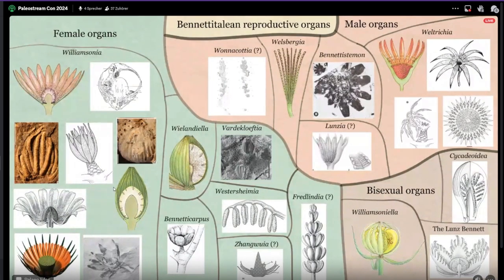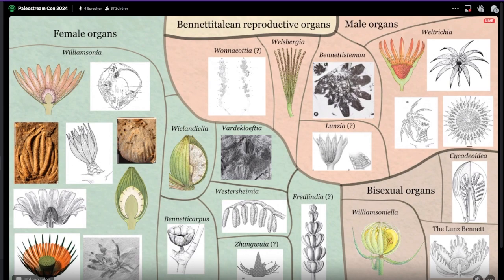There are a couple of bisexual organs, and they are mainly from either Cycadeoidea or Cycadeoideaceae, or two other plants called Williamsoniella and one which is unnamed, called the Lunds Bennet. Well, I've just called it that. It doesn't really have a name. So we don't really know how these are all related to each other, but these probably clustered together in a separate family or subclade, basically.